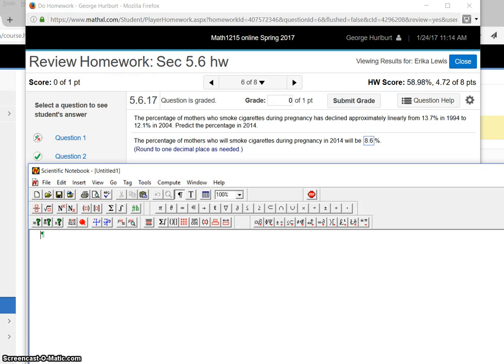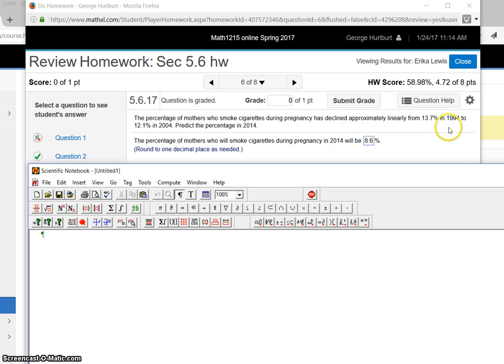All right, let's take a look at these. Here we got number 6. The percentage of mothers who smoke cigarettes during pregnancy has declined approximately linearly from 13.7% in 1994 to 12.1% in 2004. Predict the percentage in 2014. Okay, what we have to recognize first is they've given us 2 points.